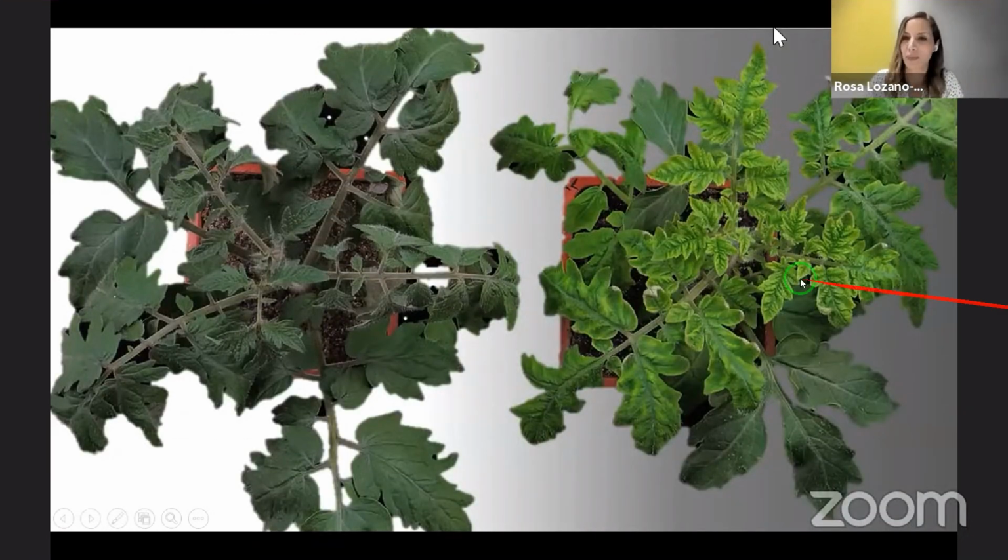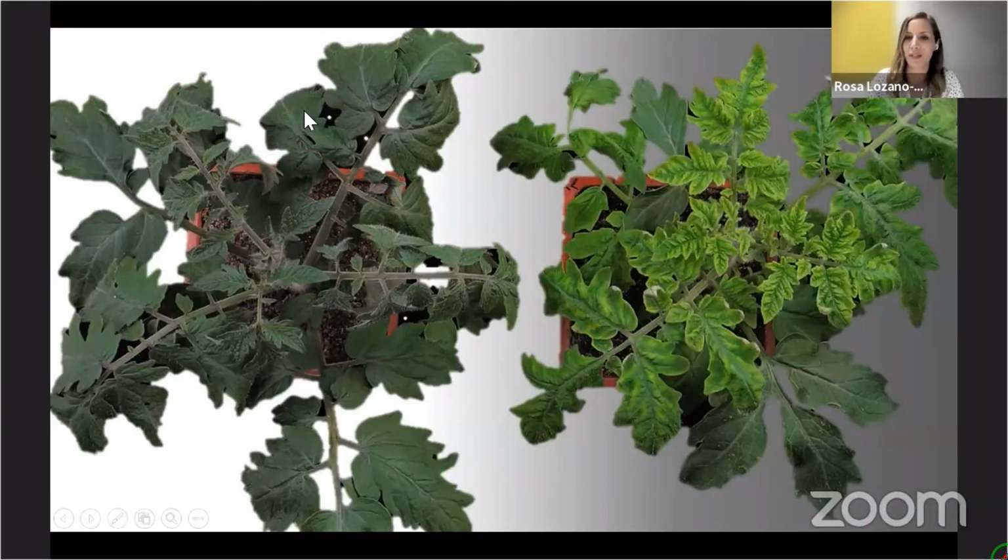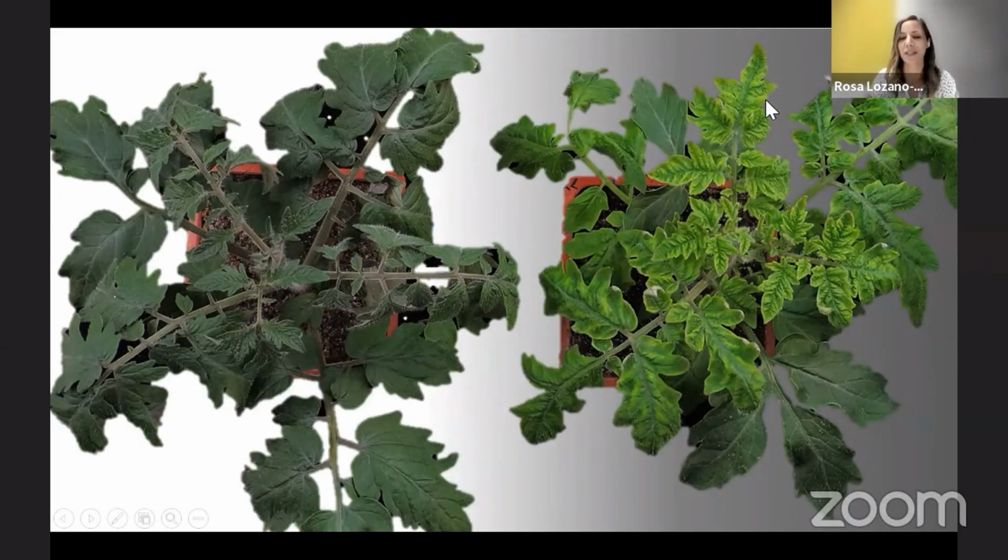I actually like to begin my presentations with this slide because I think it gives a very nice visual summary of what the main research interests in my lab are. Because what you can see here is two tomato plants which are genetically identical and which have been grown in exactly the same environmental conditions. So basically side by side in the growth room. But you can easily notice that they look rather different.